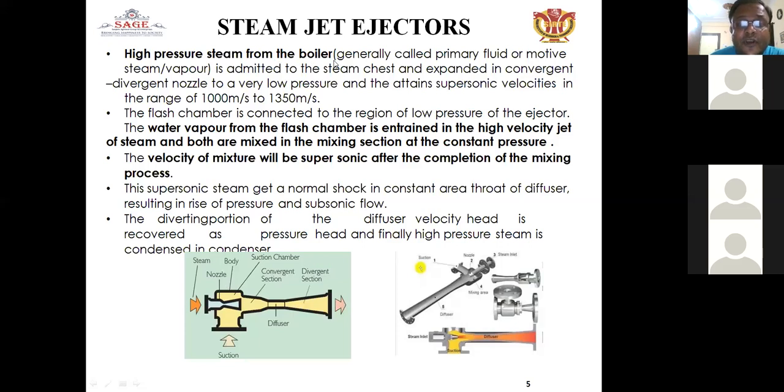High pressure steam from the boiler, generally called the primary fluid or motive steam, is admitted to the steam chest and expanded in the convergent divergent nozzle to a very low pressure and attains supersonic velocity in the range of 1000 meters per second to 1350 meters per second. The flash chamber is connected to the region of low pressure of the ejector. The water vapor from the flash chamber is entrained in the high velocity jet of steam, and both are mixed in the mixing section at a constant pressure. This is the basic fundamental, with the divergent section, convergent section, suction chamber, body, nozzle, and steam.